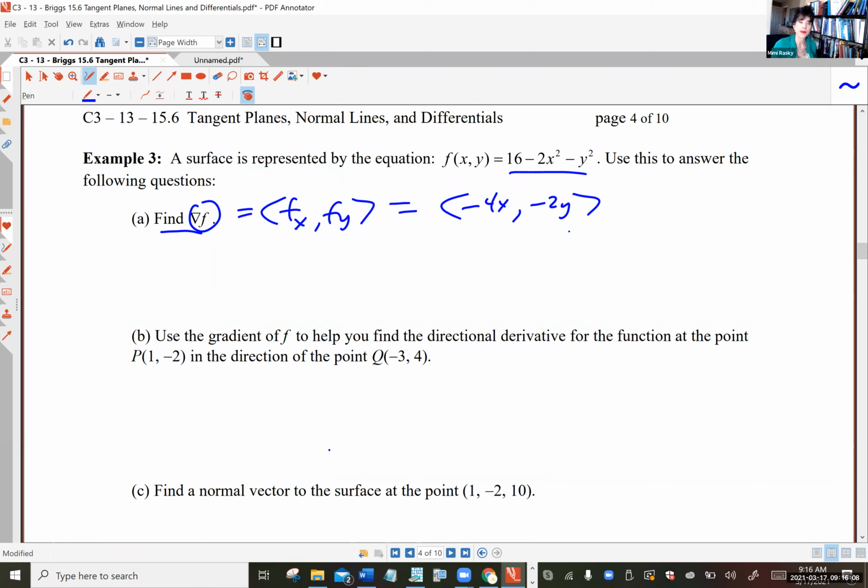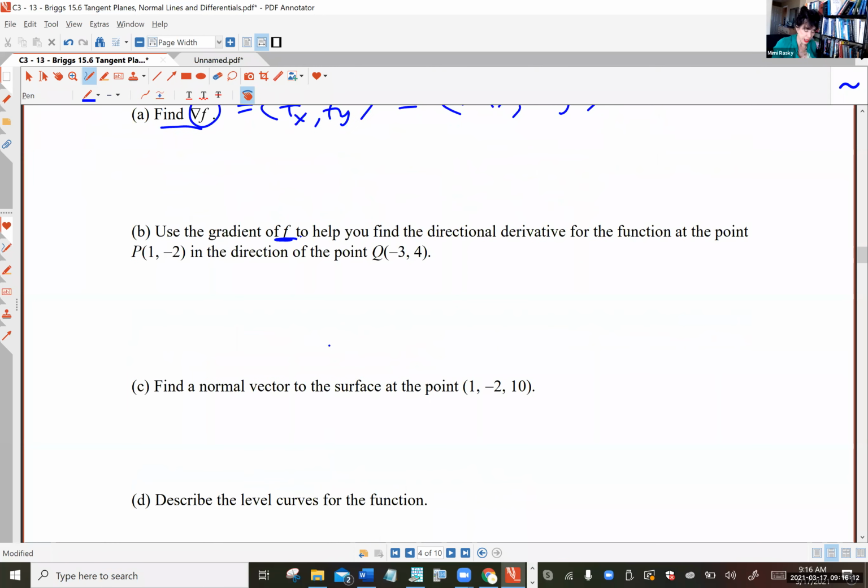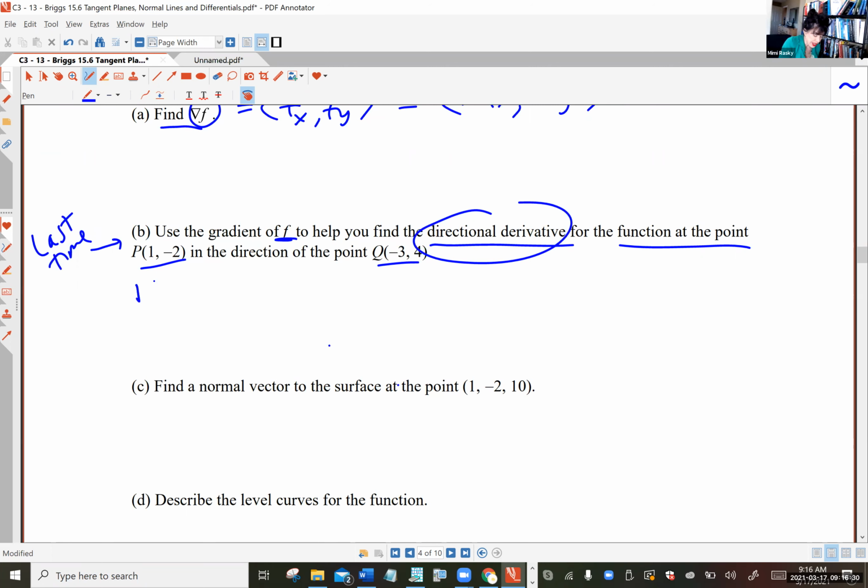Fine. Move on. In letter B, we're going to use the gradient of little f to help you find the directional derivative for the function at the point P with coordinates (1, -2), in the direction of the point Q, (-3, 4). We did a problem just like this last time. If you recall, you first have to get a vector pointing in the direction you want, and then you have to unitize it. If you don't unitize it, you'll get 0 points.